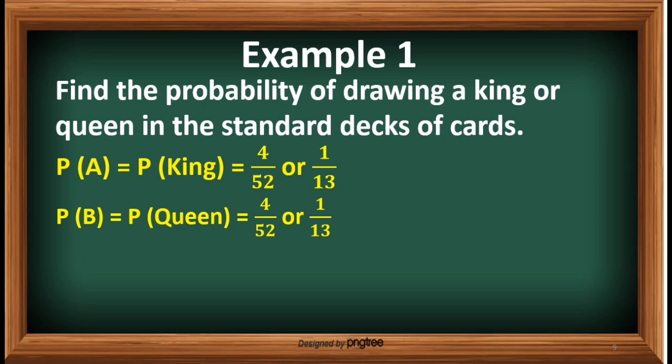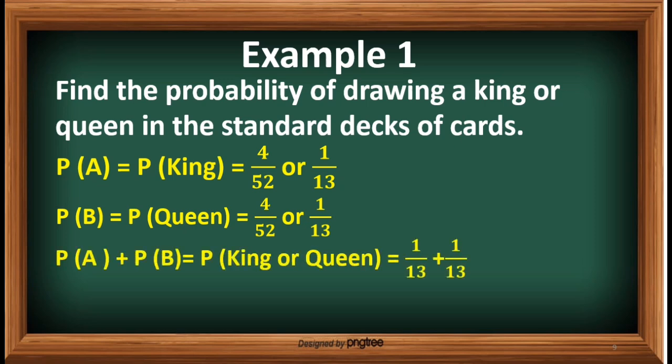Since the two events do not affect the probability of one another, we use the formula probability of A plus the probability of B. So probability of A plus probability of B is equal to the probability of king or probability of queen, which is equal to 1/13 plus 1/13, or equal to 2/13. So this is now the lowest term of our probability.